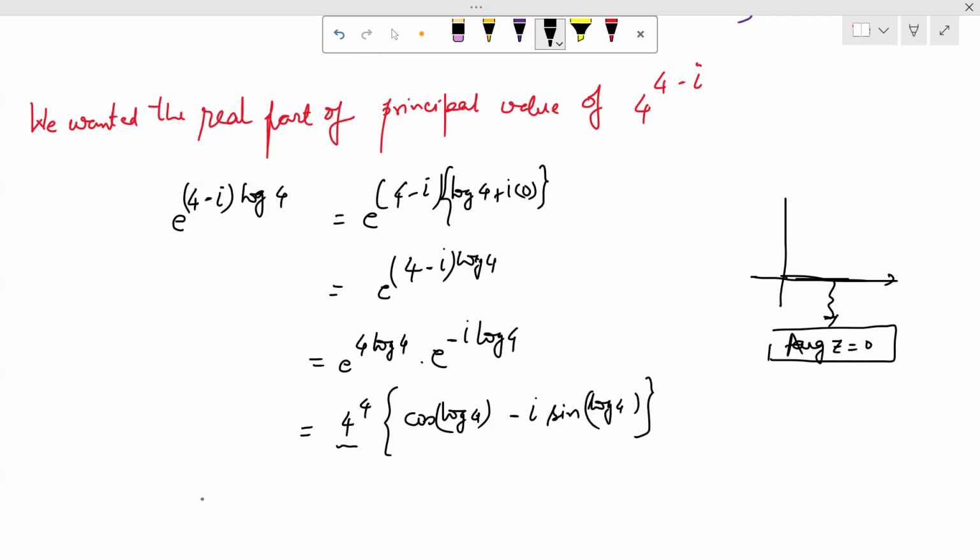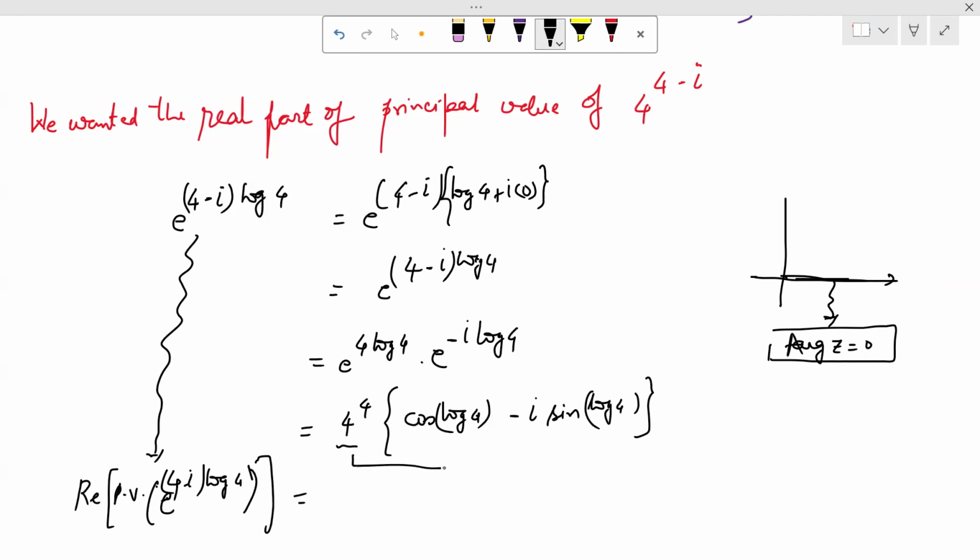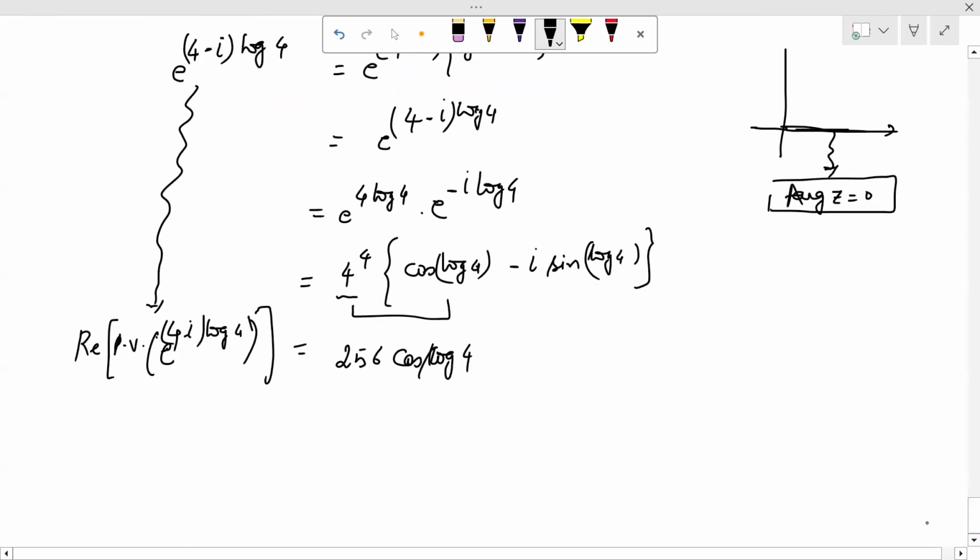Now what we want to find is the real part of the principal value of e raised to power (4 minus iota) log 4. So what do you think the real part would be? It would be simply this. So the real part is equal to 256 times cos of log of 4. I hope it is clear. So this is how you do some questions. Most of them we have already done.